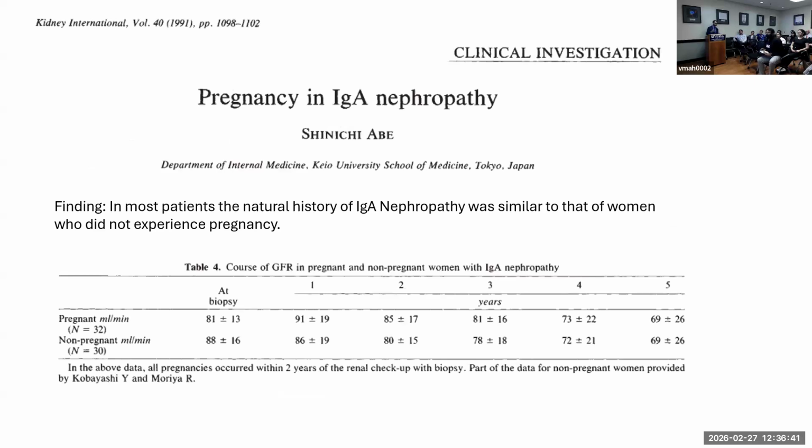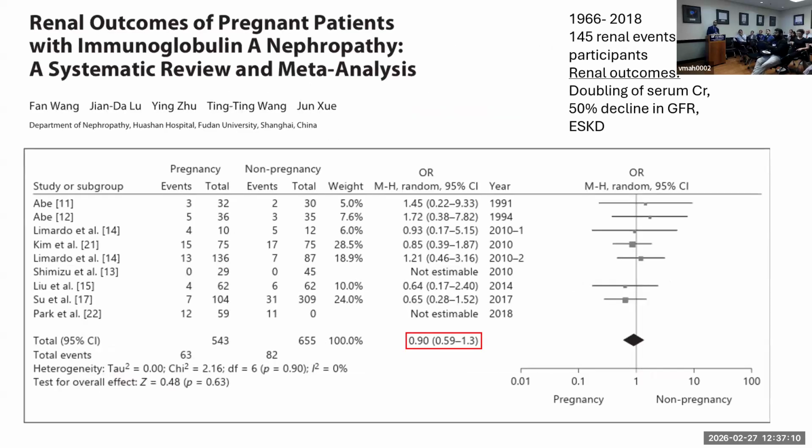Back in 1991, this was one of the early studies which suggested that in pregnant patients with IgA nephropathy versus non-pregnant patients, there was actually not a whole lot of difference in change in GFR. Both of them lost kidney function over 5 years, but there was no difference between being pregnant or non-pregnant. So this informed the general thought process that patients with IgA nephropathy really didn't experience a progression of their kidney disease with pregnancy.